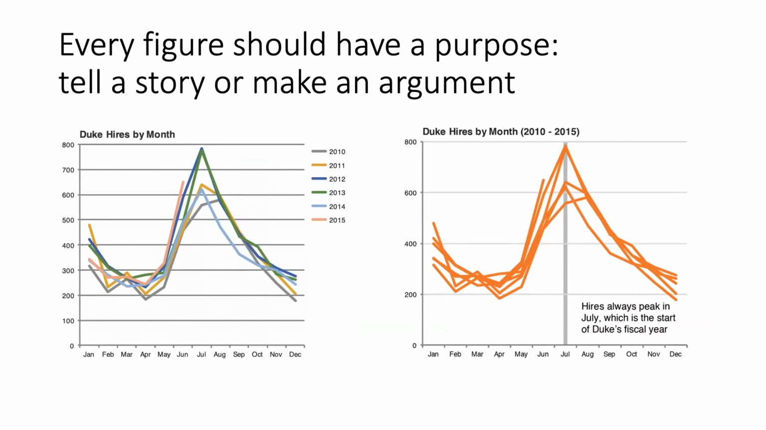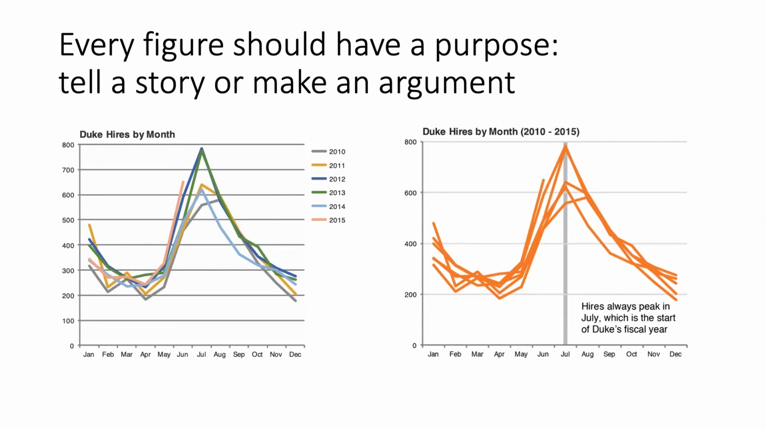every figure should have a purpose for being in your talk, on your poster, in your paper. And my assertion is that that purpose should not be just to show the data. Okay? Every figure should tell a story, or at least make an argument as part of a larger story. So on the left, I've got a perfectly fine line chart, Duke hires by month, January through December, in 6 different years. But the purpose of this figure wasn't so that people could tell 2012 versus 2013 and look at those values. It was to talk about this peak that happens in July.